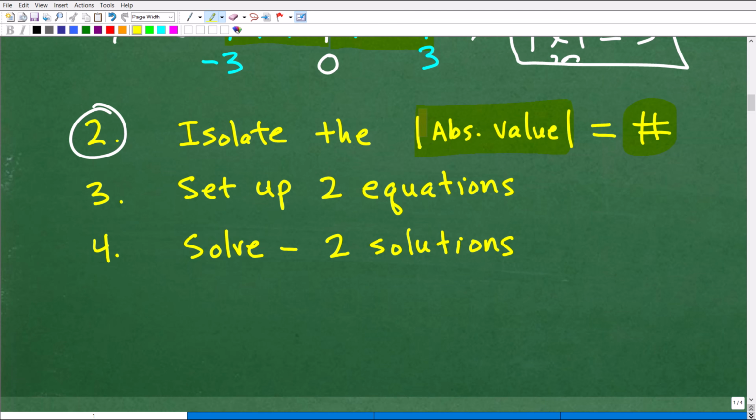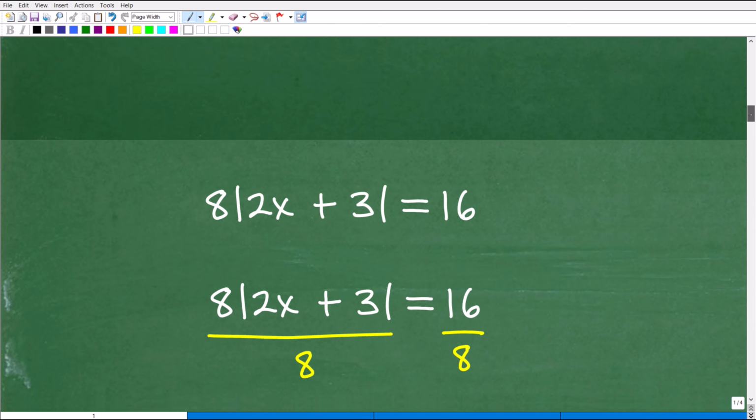We need to take steps to isolate this absolute value part and get a number on this side of the equation. Once we get to this stage in the problem, we're going to go ahead and set up two equations, and then we're going to solve those respective equations, and the solutions to those equations will be the two solutions to our absolute value equation. Okay, so let's go ahead and get into this now.